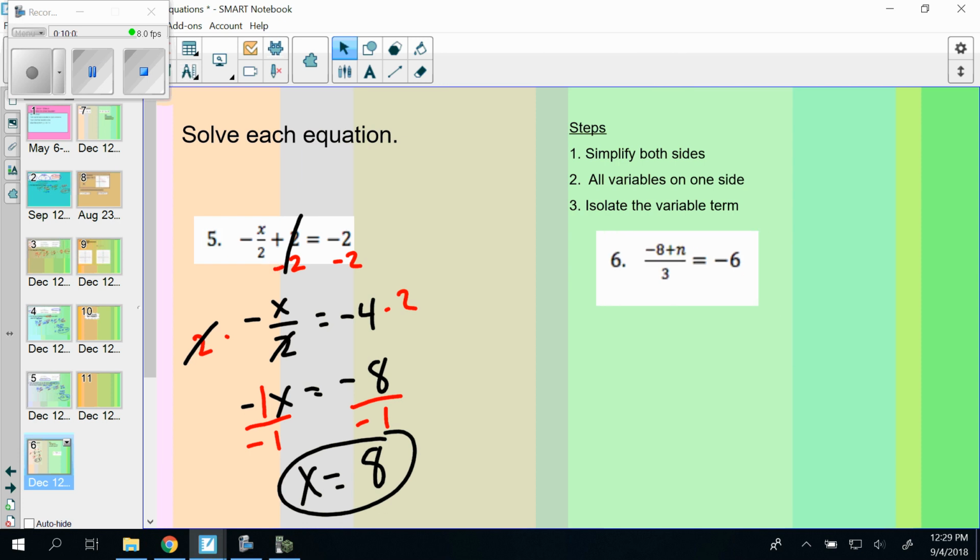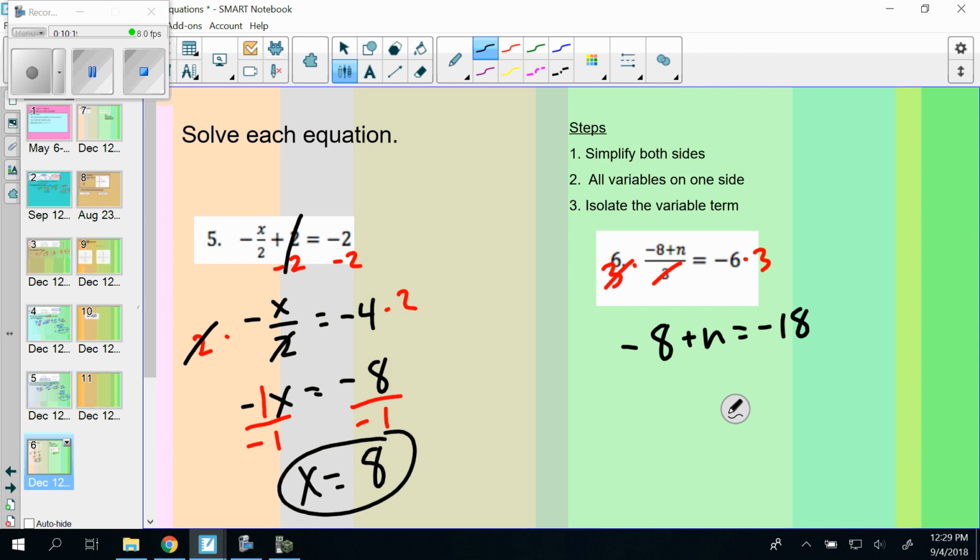On number 6, this one now you can see there's some division to it. It's a fraction. Start by getting rid of that. If it's being divided by 3, we can times both sides by 3. Timesing is the opposite of dividing. So those cancel out.